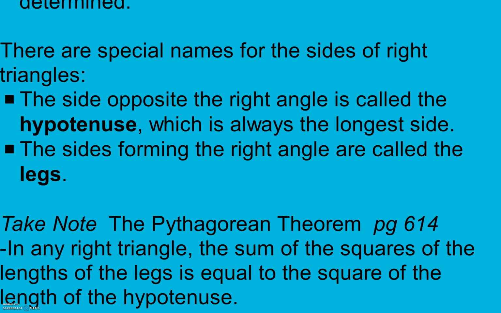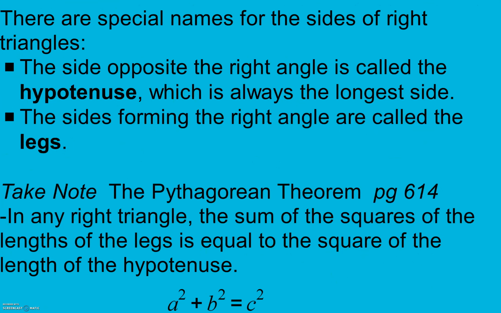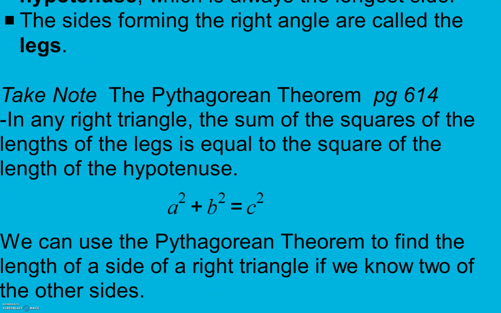So the take note on page 614 talks about the Pythagorean theorem. In any right triangle, the sum of the squares of the lengths of the legs is equal to the square of the length of the hypotenuse. A lot of words to tell us that a squared plus b squared, these are our legs, equals c squared, our hypotenuse. We can use the Pythagorean theorem to find the length of a side of a right triangle if we know two of the other sides.